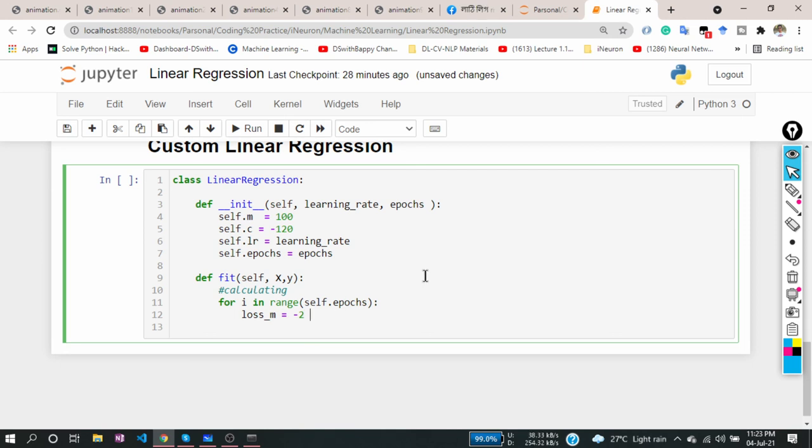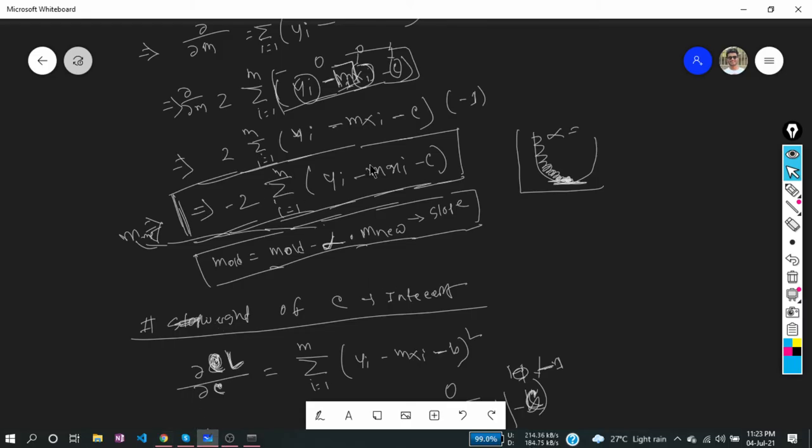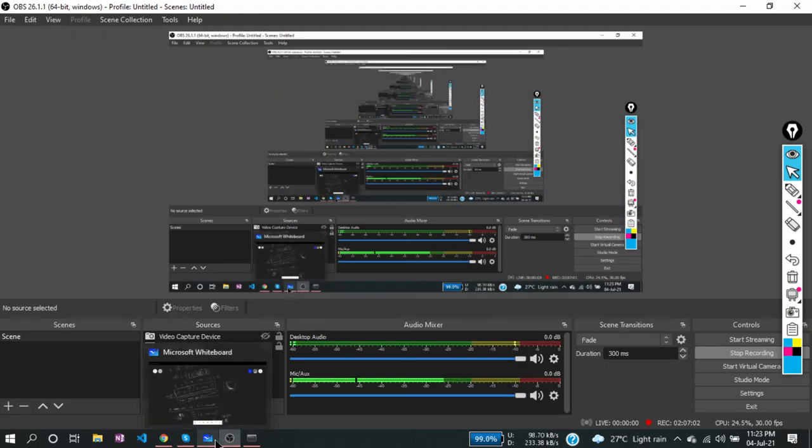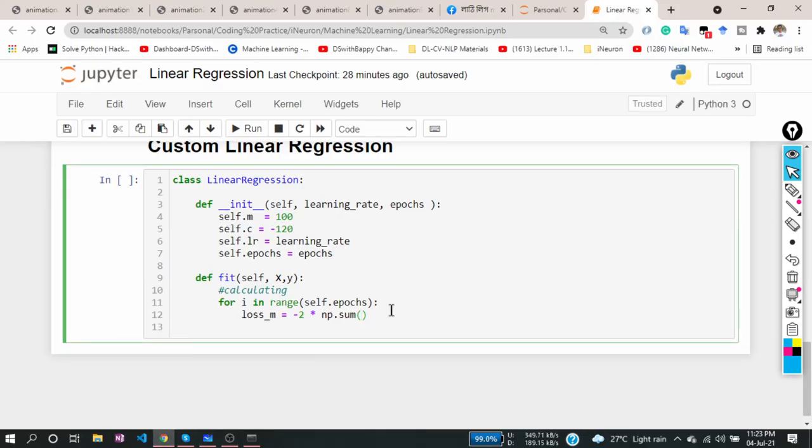Minus 2. Here we will calculate in just one line. I think you know NumPy. In NumPy we can calculate by using one line, if we use sum. If you use this sum function, it will automatically sum up whatever it calculates. Because at the end, we are trying to get the average loss from this equation, so that's why we are summing it up.